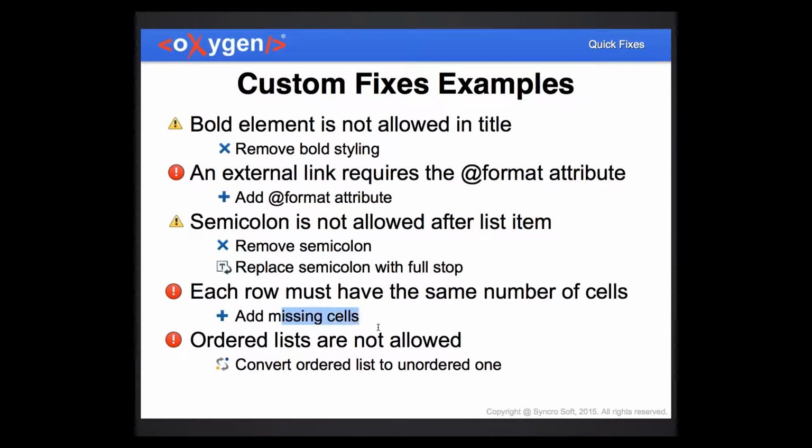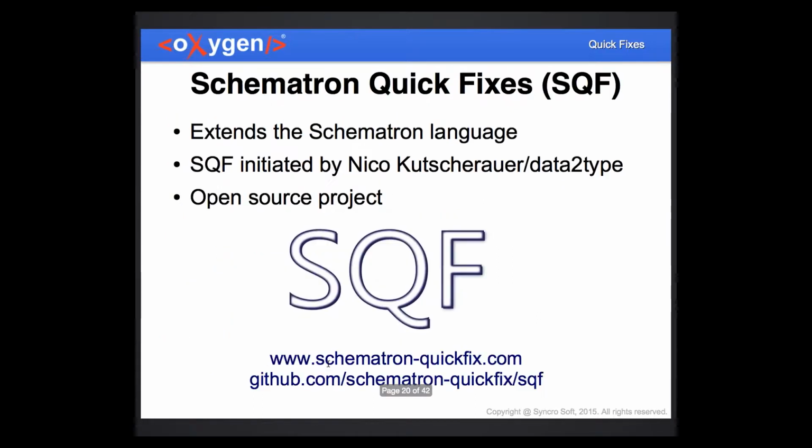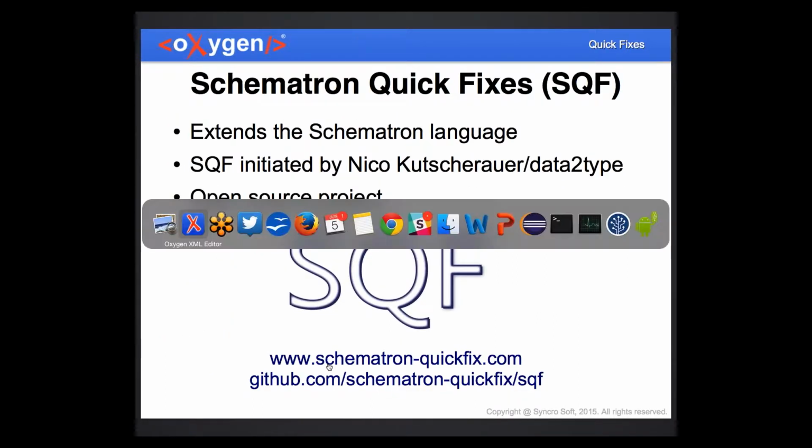If a table does not have the correct number of columns, then we can add the missing cells to those rows that do not have enough columns. And if we identify an ordered list, we can make it unordered, for instance. And I think we have also an example here.